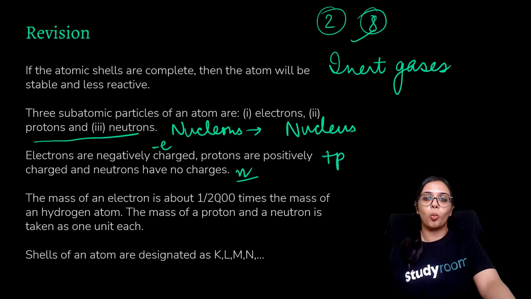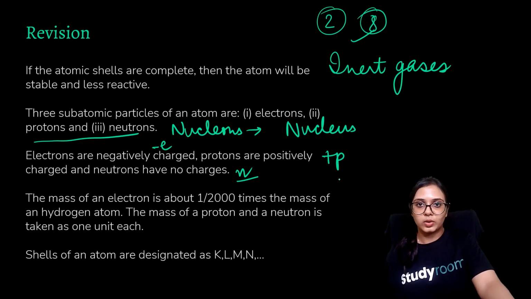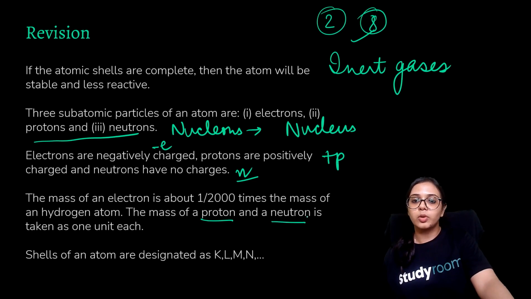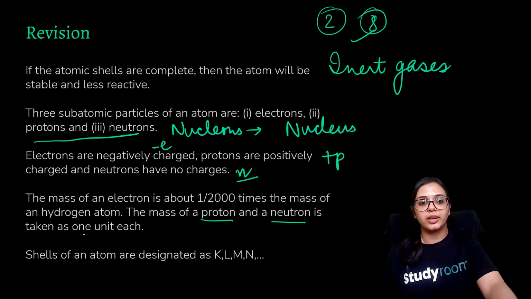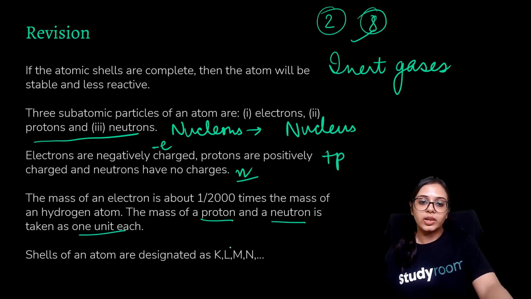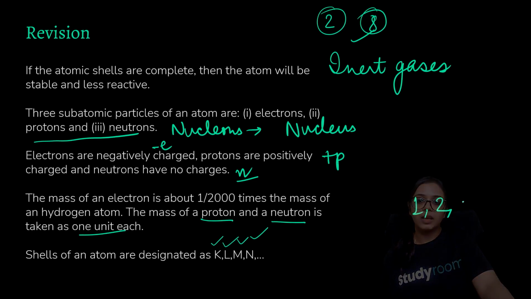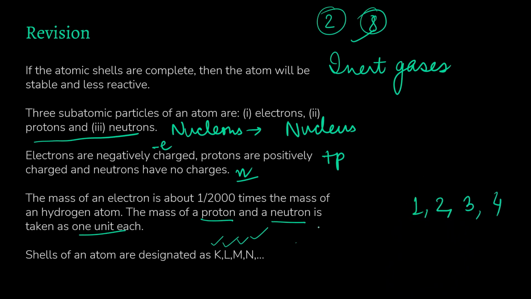The mass of an electron is about 1 by 2000 times the mass of a hydrogen atom. The mass of a proton and neutron is taken as 1 unit each. So the mass of an electron we can safely say is negligible, whereas the mass of a proton is nearly equal to the mass of a neutron, and both of them can be taken as 1 unit each. Shells of an atom, that is the energy levels, are taken as K, L, M, N, where they are also designated by energy index as 1, 2, 3, 4, corresponding to K, L, M, and N.